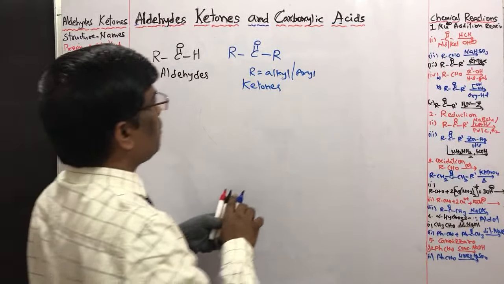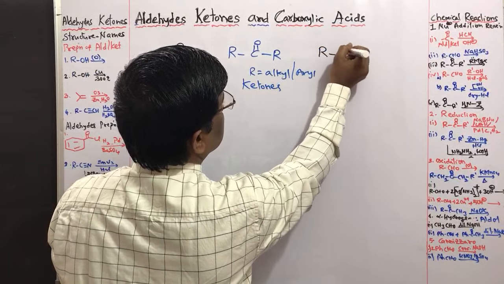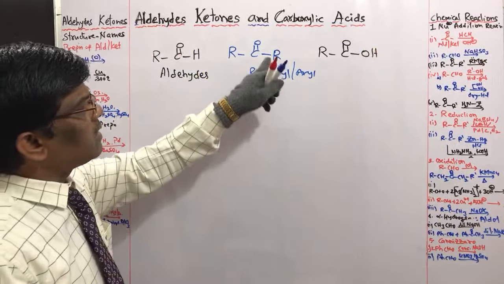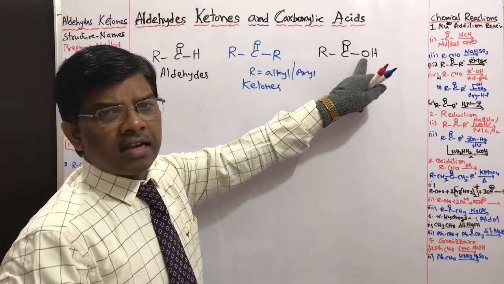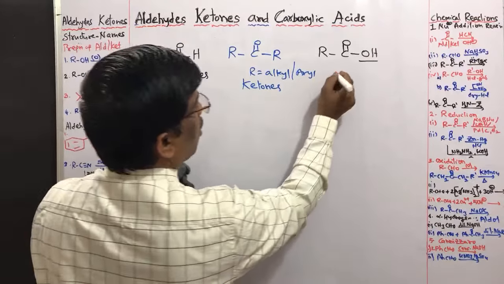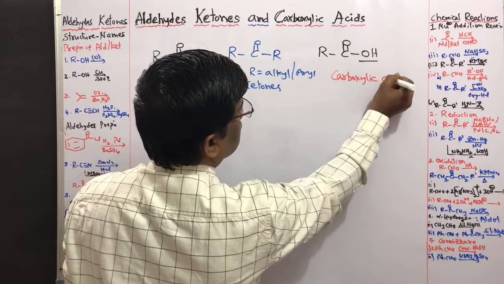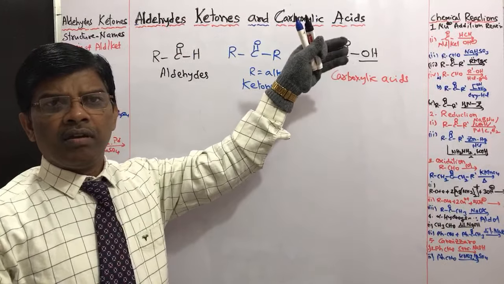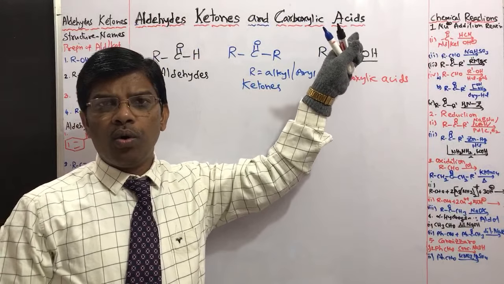And one more important category of compounds under this category is carboxylic acid. If this hydrogen or R group is substituted with a hydroxy group, then these are known as carboxylic acids. These are the 3 categories of compounds where carbon has a double bond to O.